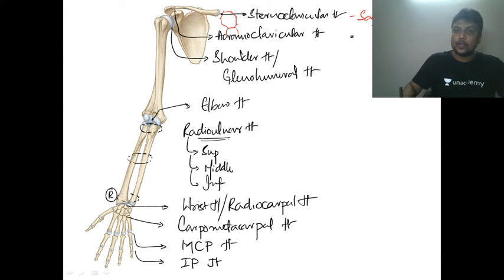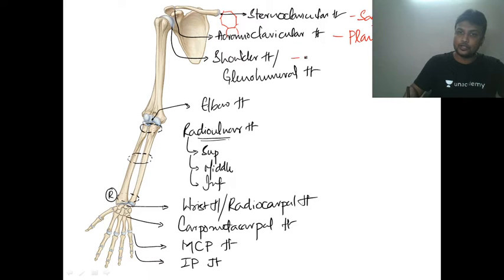Next one, the acromioclavicular joint. This is of the plane variety, guys. It's a plane joint. Okay. So we are just going to write only the subtypes. We are not writing the type. Why? Because all of them are movable. All of them are of the synovial variety. Acromioclavicular joint is plane variety.